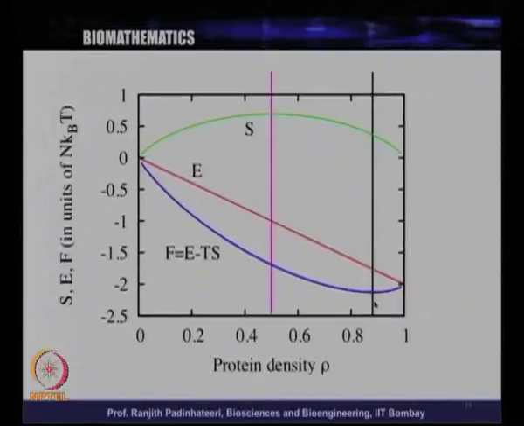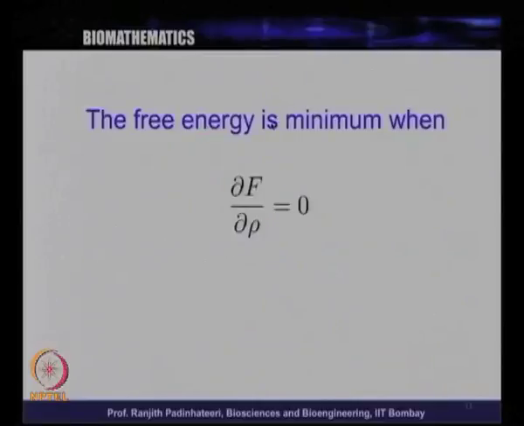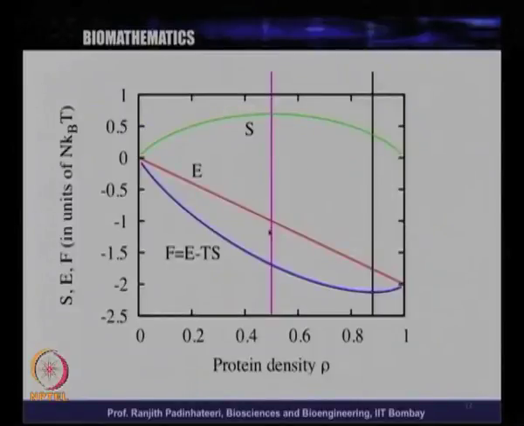Here, a particular value of epsilon is what is plotted. For epsilon equal to 2, this is the plot. The pink vertical line represents the value of rho for which the entropy is maximum. The black vertical line represents the value of rho for which the free energy is minimum. It turns out to be around 0.88. And this 1 is the value of rho for which the energy E is least.